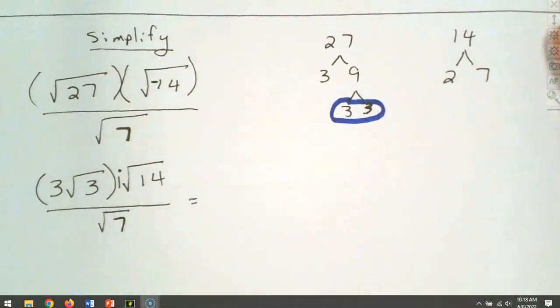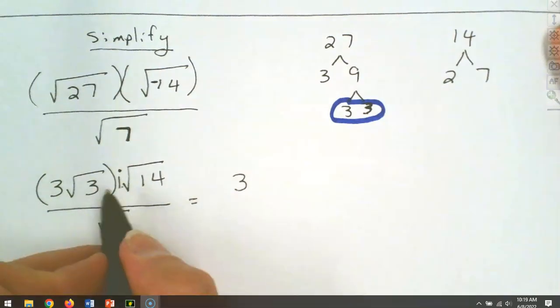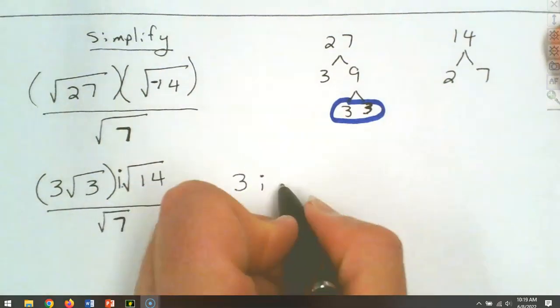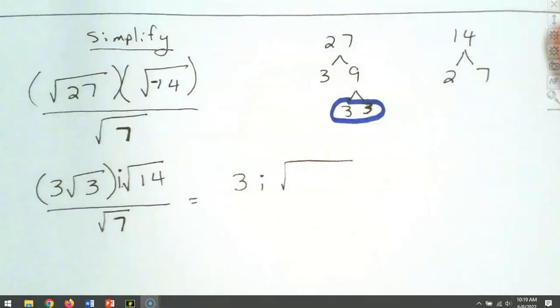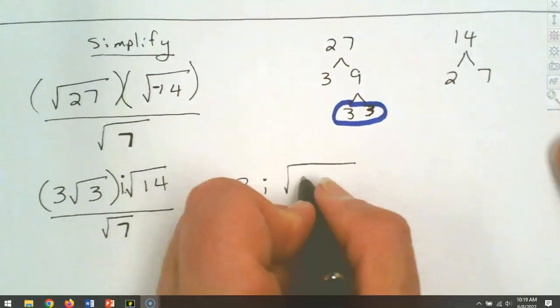Now on the numerator, what do we have? We have 3. Okay, that's out in front. We're going to put the i with it. And what about underneath the root? Well, what goes underneath the root is going to be 3 times 14, which is 42.